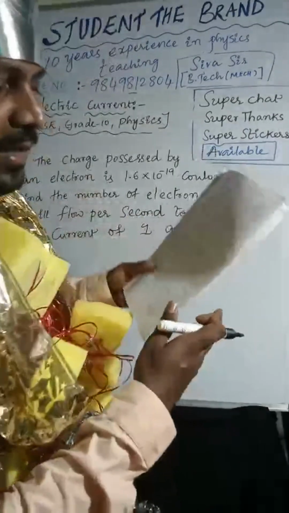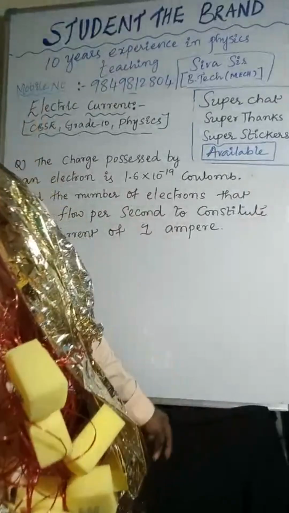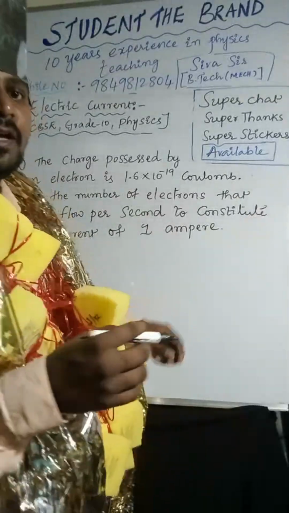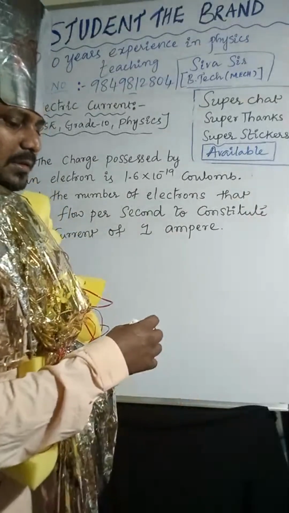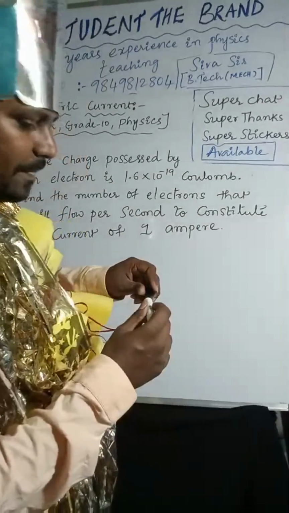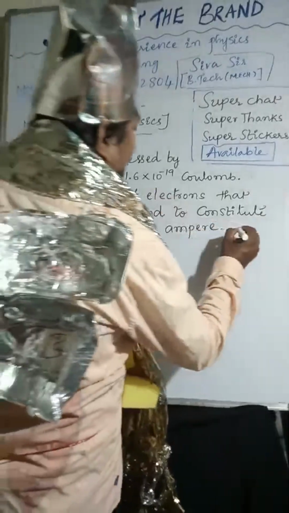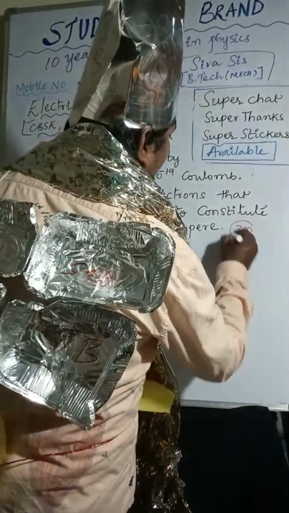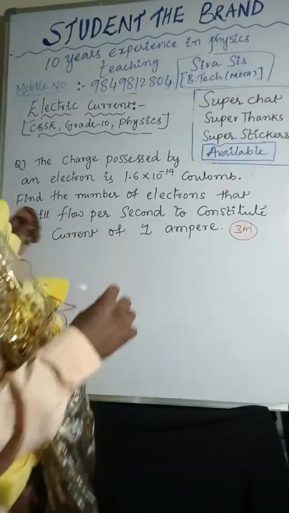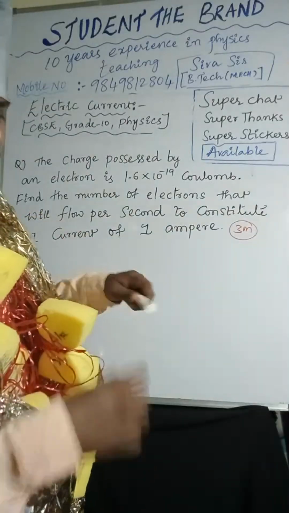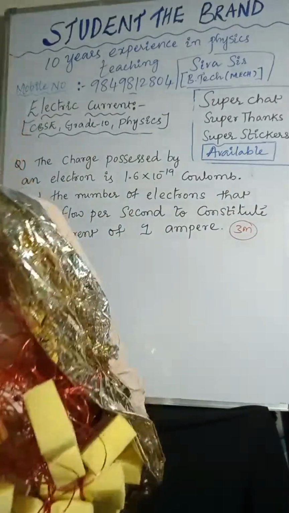So this question will come for 3 marks. Just try this question. Very important. Try this question, 3 marks. Very important for 3 marks. Once everybody reads the question.